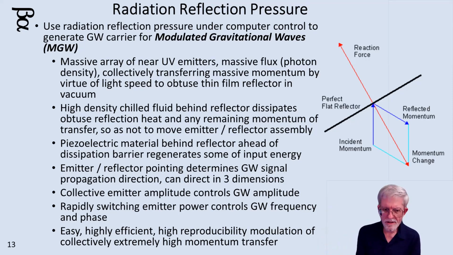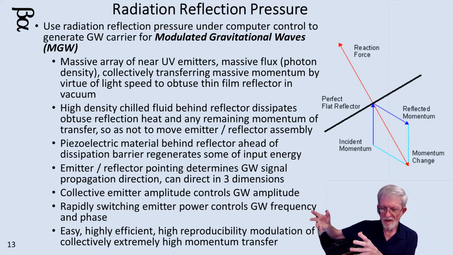When it collides with the reflector, you need to very rapidly dissipate the reflection heat that you'll get from an obtuse reflection. So behind the reflector, you need some kind of a, maybe not cryogenically chilled, but cooled to remove the heat. But you could also put a piezoelectric material behind the reflector ahead of some cooling barrier to actually generate electricity from it and then put that back in the system. It's kind of like regenerative braking in an electric car. You went to all the trouble to create this. It smacks the reflector, generates some heat, take the heat, convert it to piezoelectric energy, take that back as voltage.